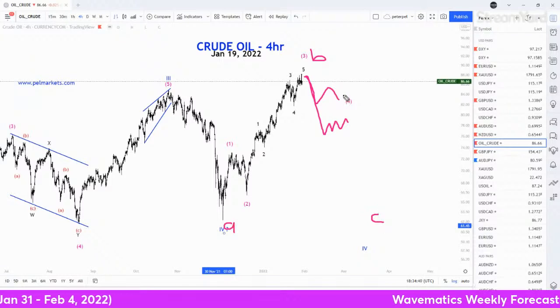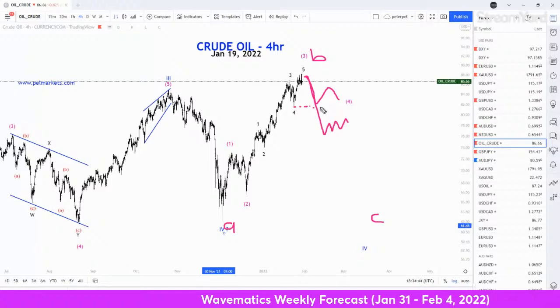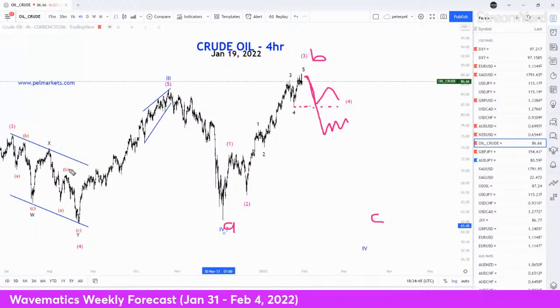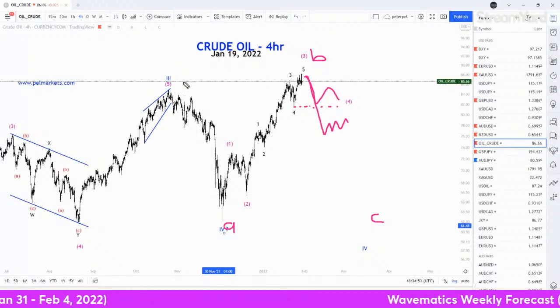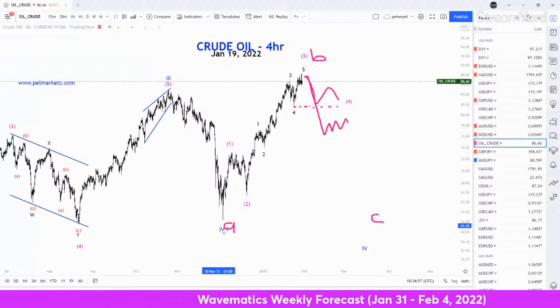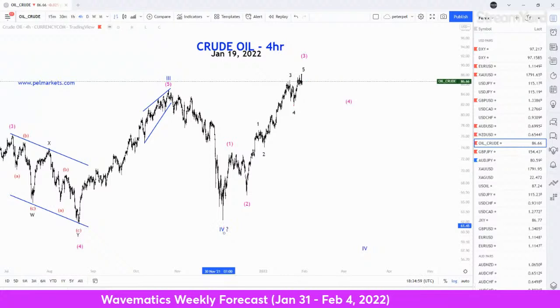But as it stands now, if you get a short-term pullback to maybe find support in the previous wave 4, then we are going to go higher to complete this blue wave 5. So we have a wave 3, a wave 4, and a wave 5 to the upside.